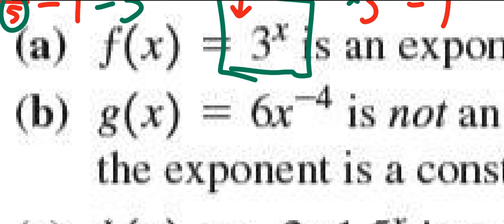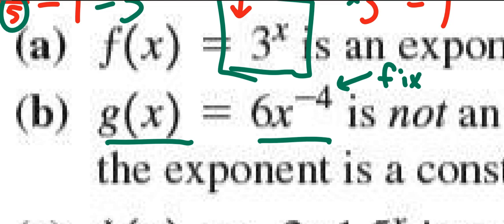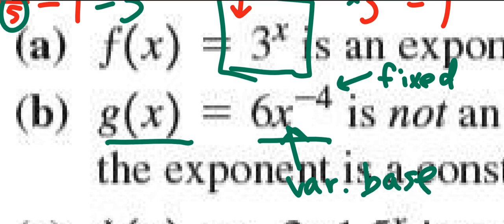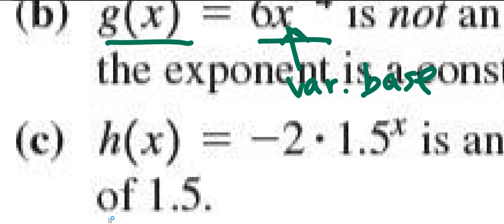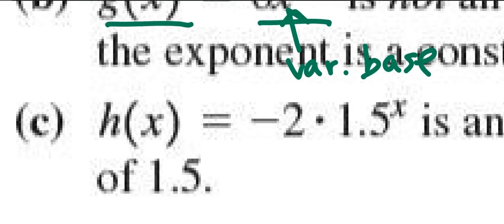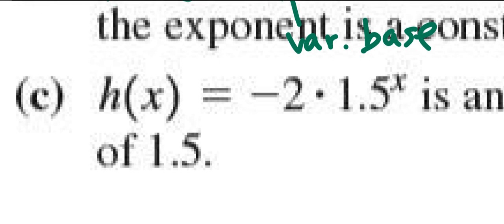Okay? How about letter B here? G of x. Does that fit the exponential model? No. Look, it's got a fixed exponent and a variable base. That definitely doesn't fit the category. What about this one? Sure it does. Now, is this exponential growth or decay?